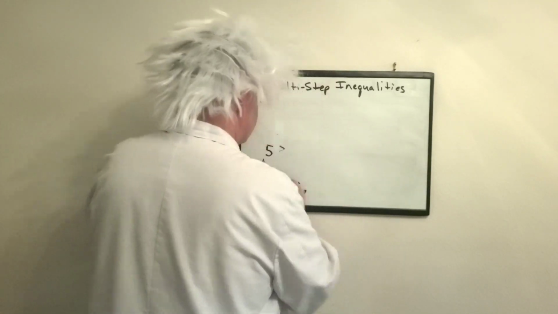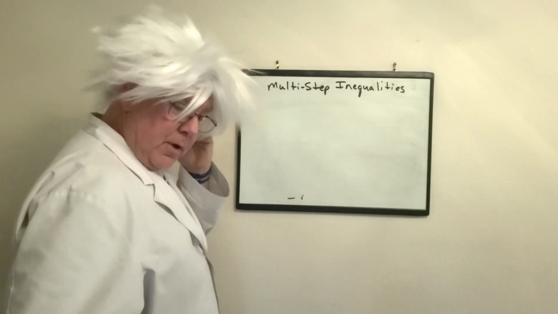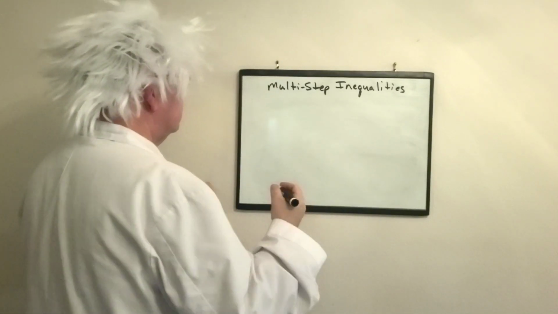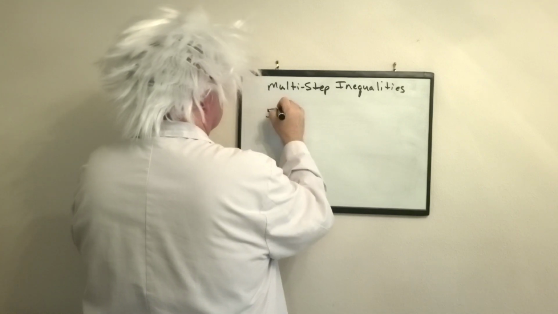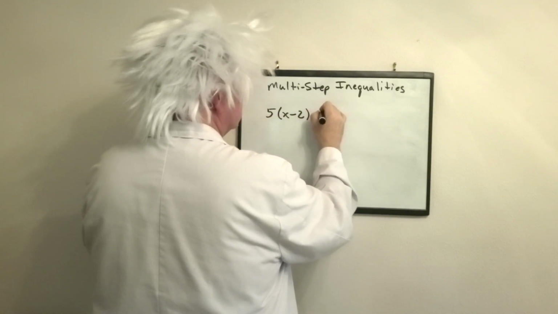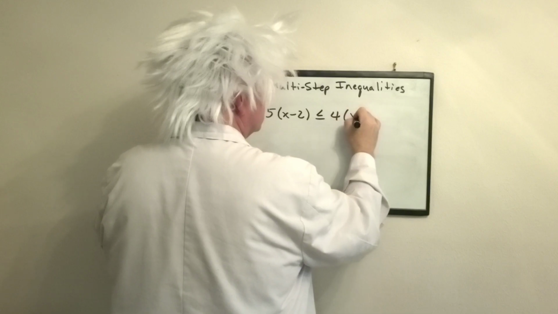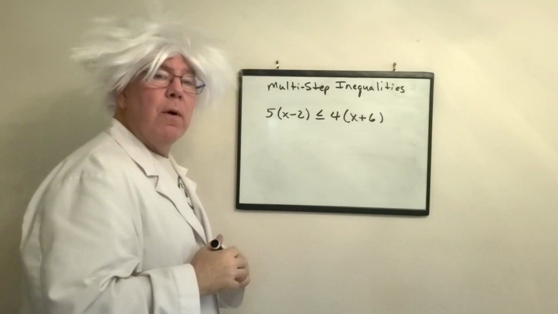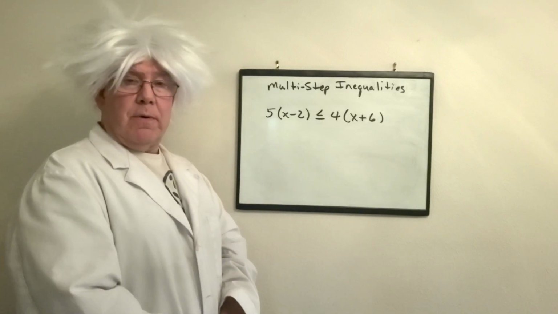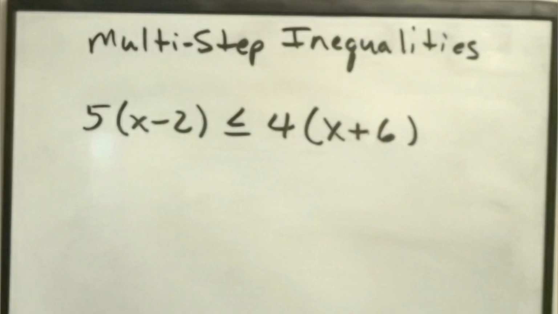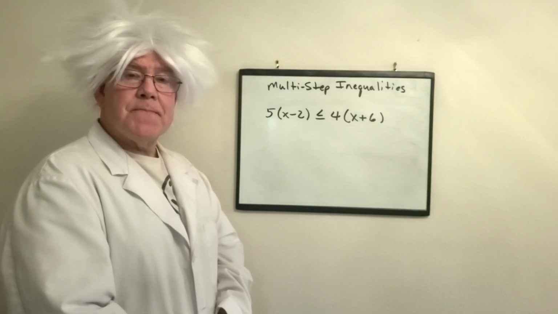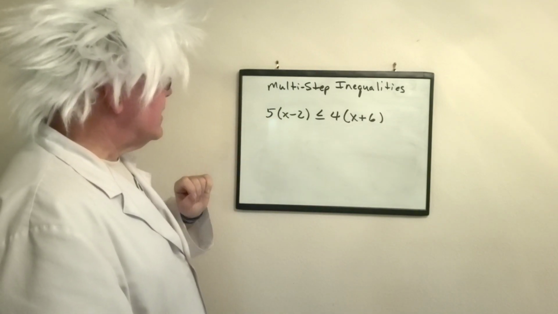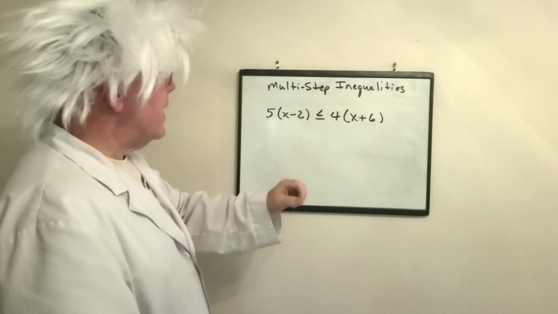Now, time for one more. I know there's a lot, trying to get a lot in this video. Some of y'all might think I'm going fast, but you can always pause the video. Now, I would like for you to pause the video, work this one, and I'll come back to you, okay? Okay, we're back. I have 5 times (x minus 2) less than or equal to 4 times (x plus 6).